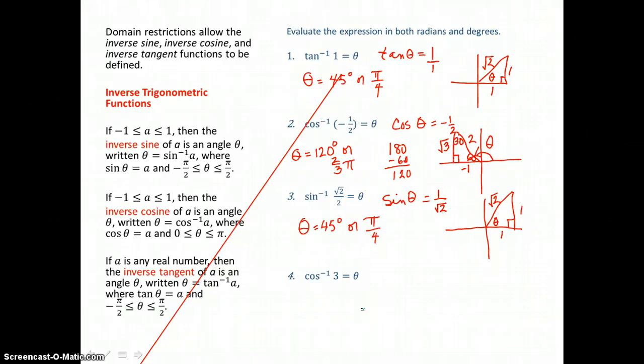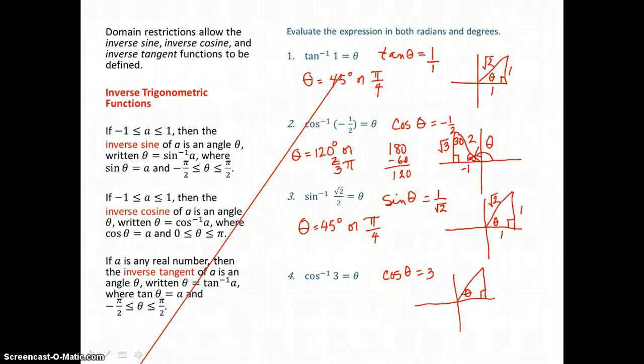One last problem on this page. Inverse cosine of 3 is equal to theta, or the cosine of theta is equal to 3. Now if we try to build our triangle, and again it'll be in the first quadrant because the ratio is positive. For sine, cosine, and tangent, if the ratio is positive, theta is going to be found in the first quadrant. The terminal side of theta is in the first quadrant.